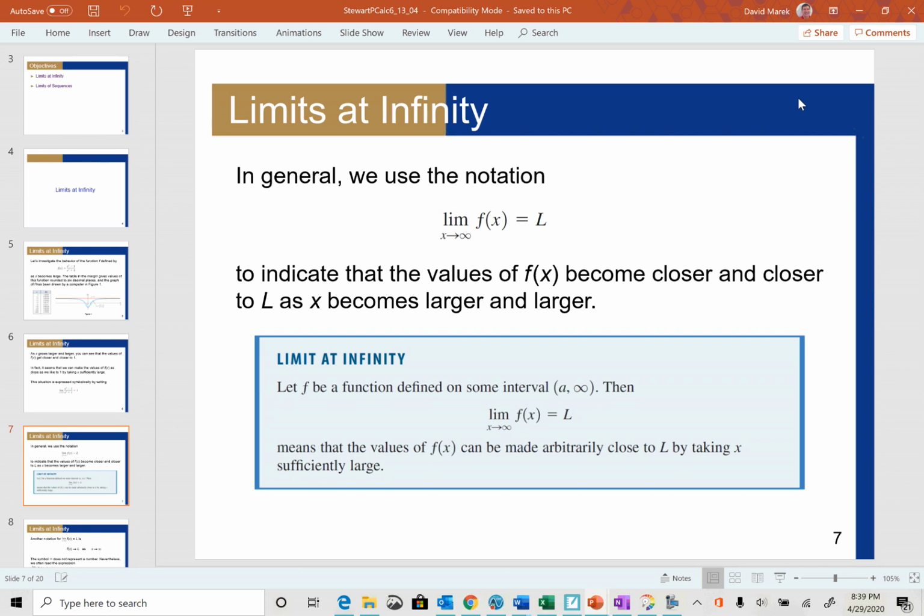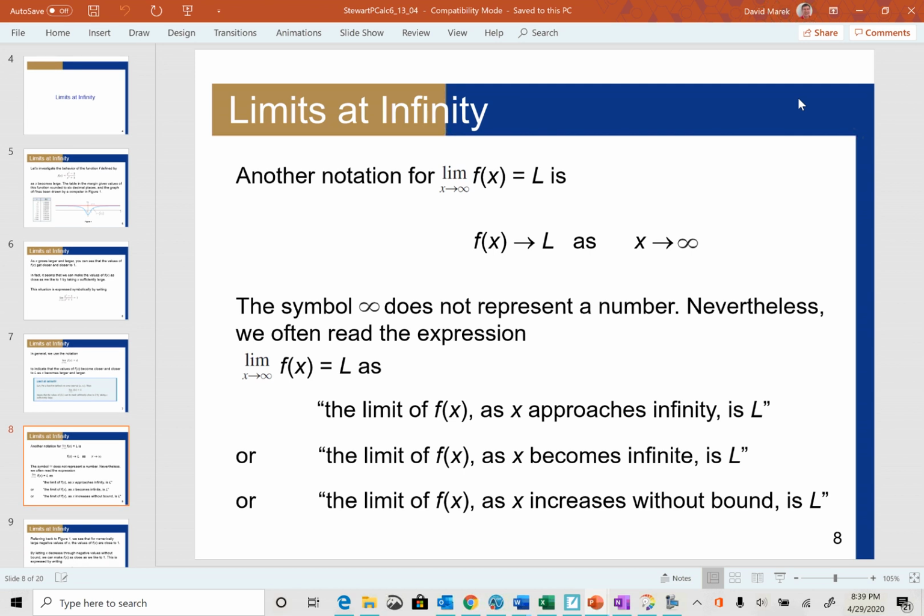Let f be a function defined on some interval from a to infinity, then the limit as x approaches infinity is equal to L means we can make that function go as close as we want to L by taking an x value that's big enough. And again, here's our notation. F of x approaches L as x approaches infinity, and nobody ever uses that. Now watch, you'll go off to college and that's what your professor will use. Again, it's not a number, you can't substitute.